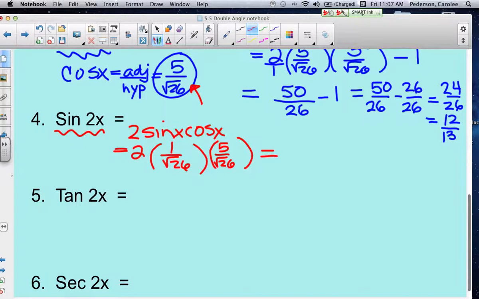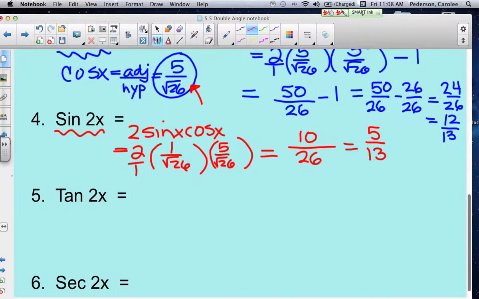And now let's multiply across. So I'm going to put a 1 underneath that denominator of 2. So 2 times 1 times 5 is 10. And then in the denominator, 1 times square root of 26 times square root of 26 is 26. And then we reduce that down. 10 divided by 26 is 5/13.